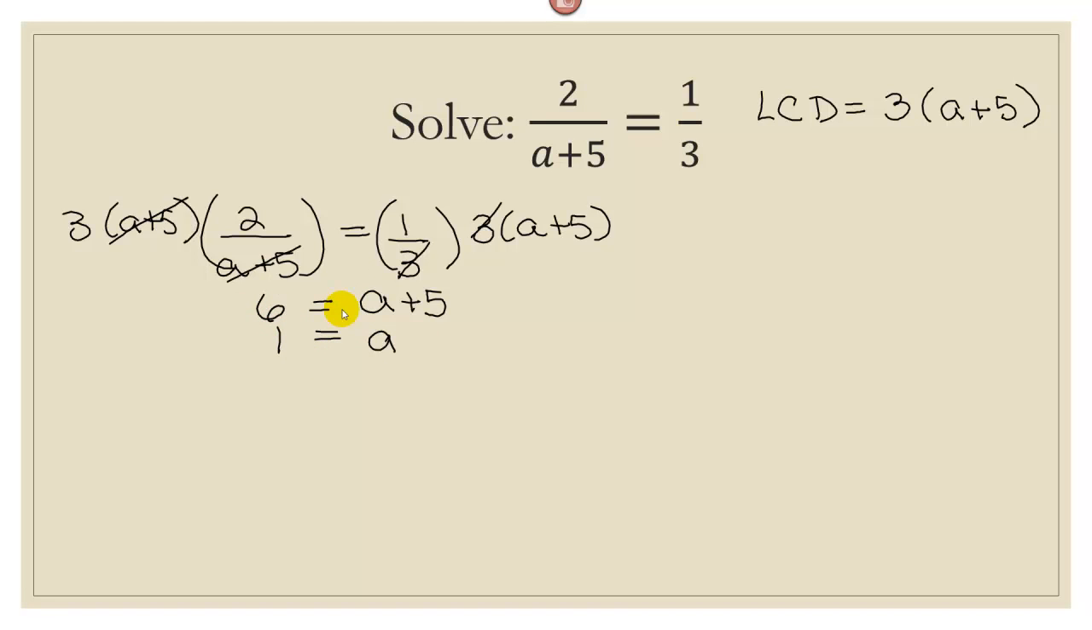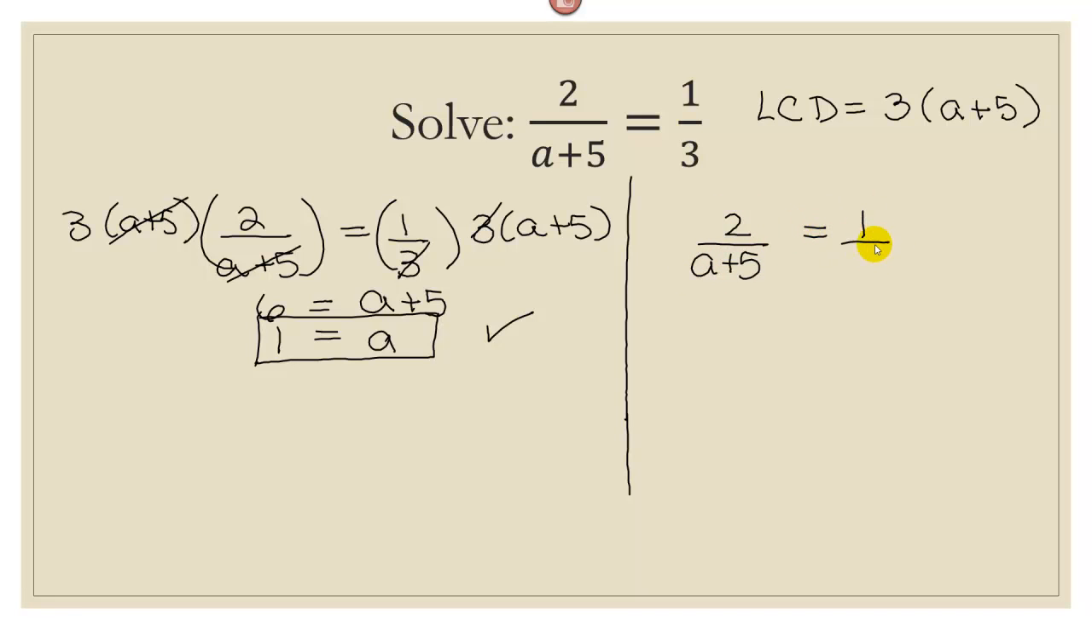Would a equaling 1 cause anything in our original expression to be divided by 0? Well, no, because 2 divided by 1 plus 5, well, 1 plus 5 is just 6, and 2 divided by 6 is 1/3. So this works out and doesn't cause any problems, and this is our solution. There is another way to do this that I'd like to show you really quick, because this is a very common technique used in science classes. Whenever we have a single fraction, like 2 over a plus 5, equaling another fraction, there's something called cross multiplying.